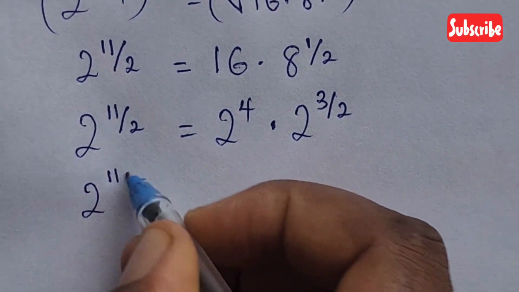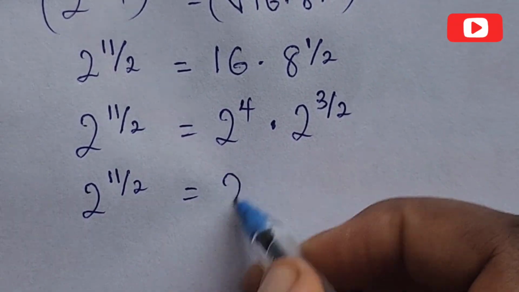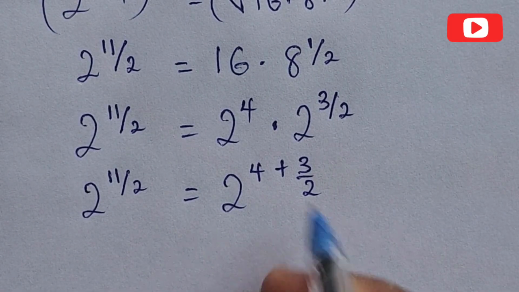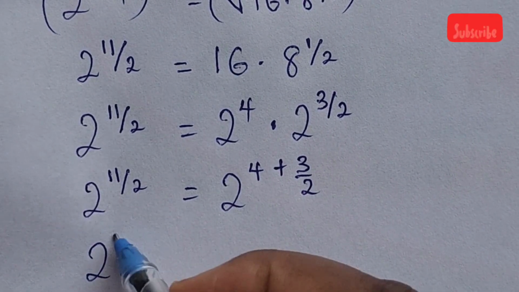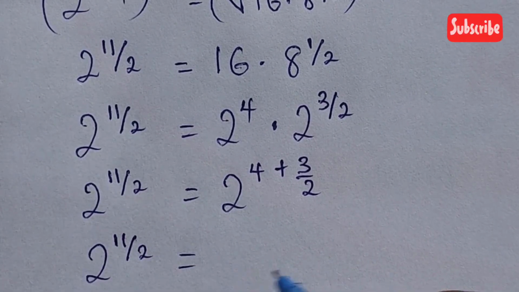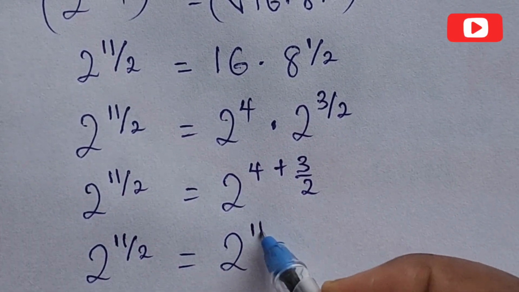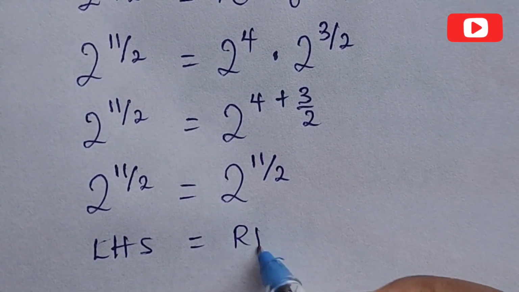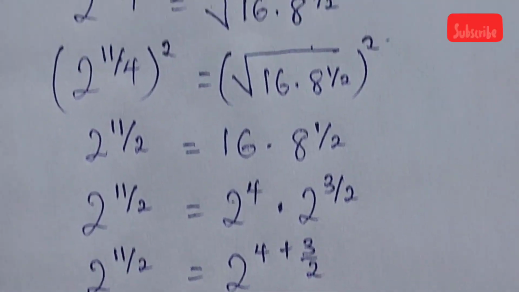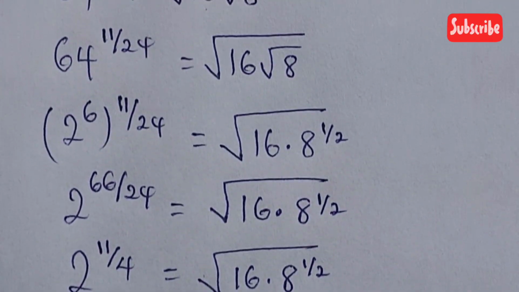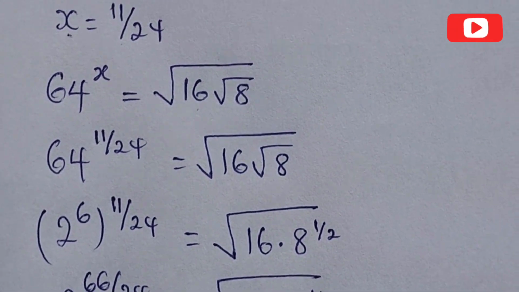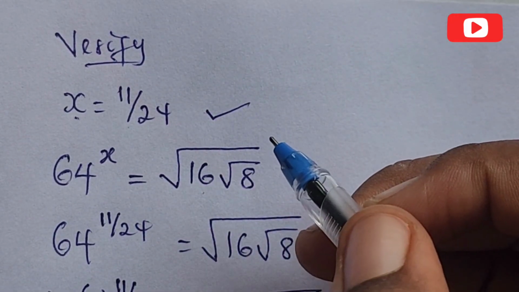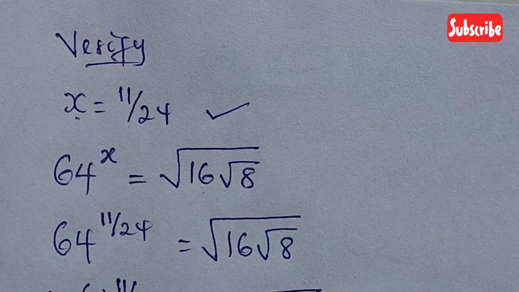So we have 2 to the power of 11 over 2 is equal to 2 to the power of 4 plus 3 over 2. Resolving this fraction here, we have that 2 to the power of 11 over 2 is equal to 2 to the power of 11 over 2. Our left hand side equals the right hand side. So our value for x is 11 over 24.